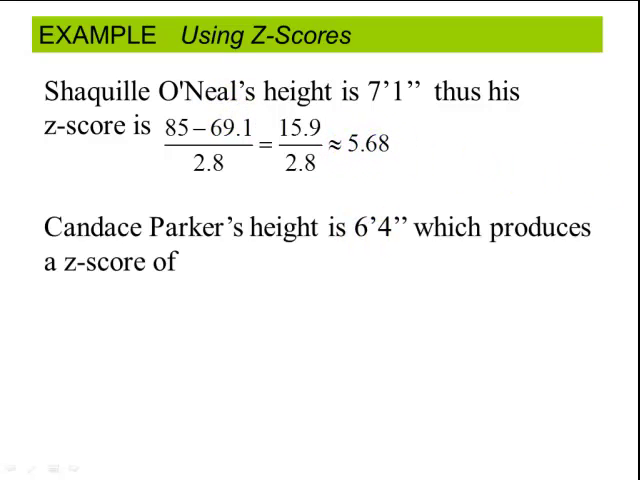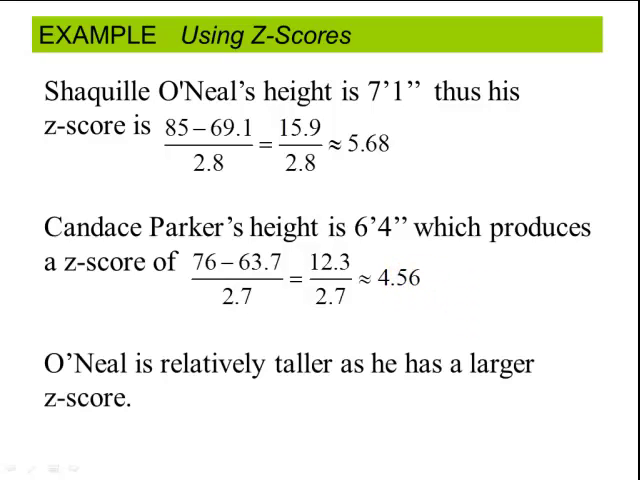Candace has a height of 6'4", so we have to convert this into inches. 6 times 12 is 72, plus 4 is 76. That's our x. We subtract the mean for females, which is 63.7, and divide by our standard deviation for females, 2.7. We end up with a z-score of 4.56. Because Shaquille O'Neal's z-score is larger, he is relatively taller.